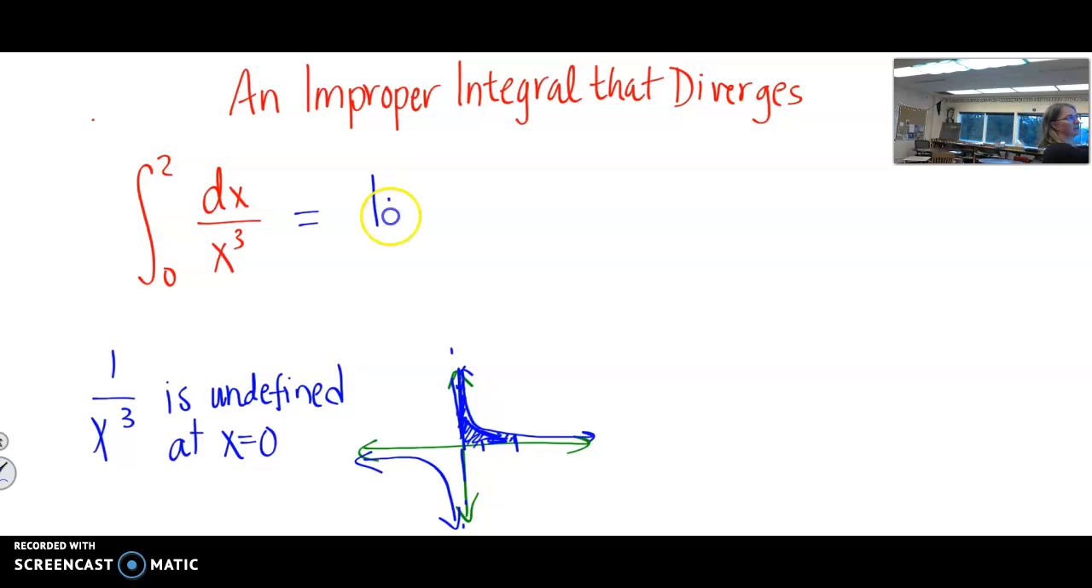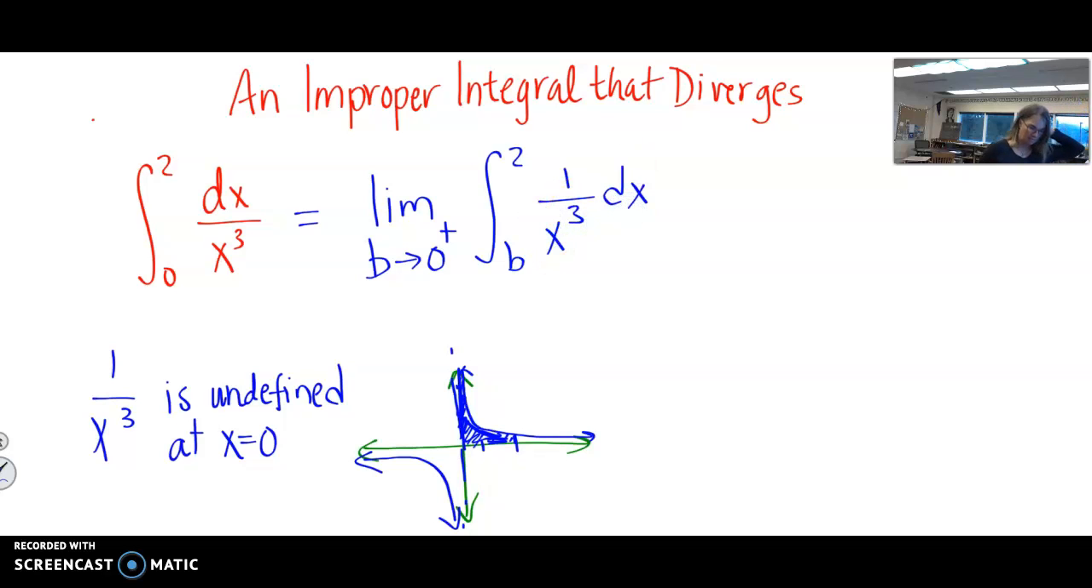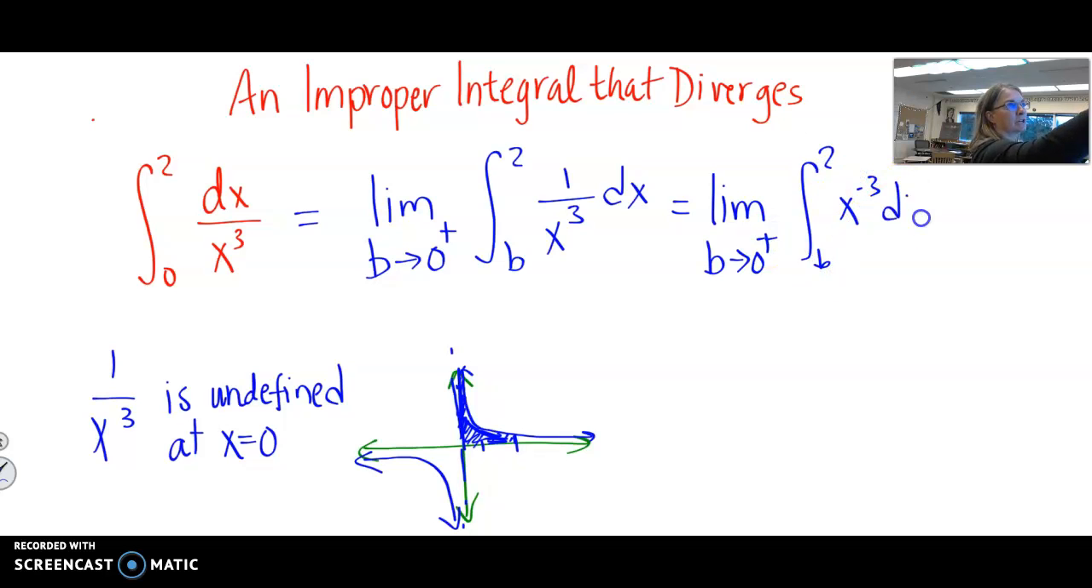So what we're going to need to do here is find the limit as b approaches 0 from the right, and we're going to rewrite this and go from b to 2. And my integrand is 1 over x cubed. So let's rewrite that as the limit as b approaches 0 from the right, going from b to 2, and I'm going to write this as x to the negative third so that I can integrate more easily.